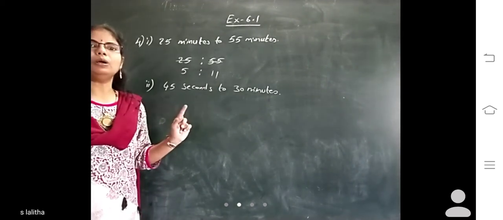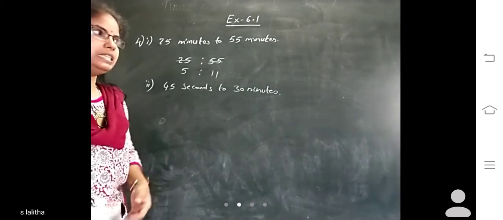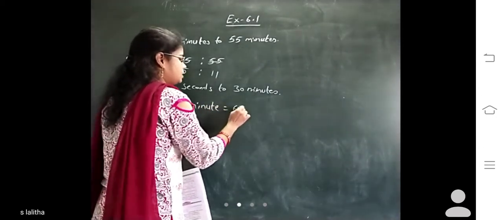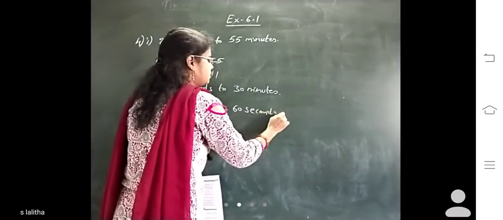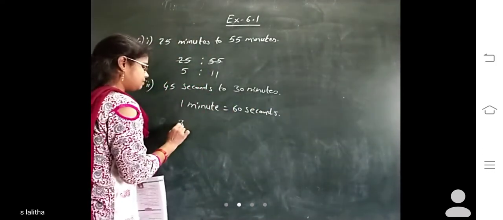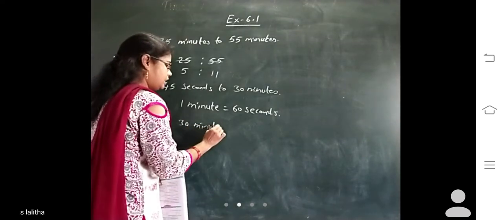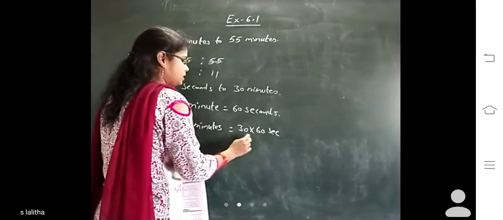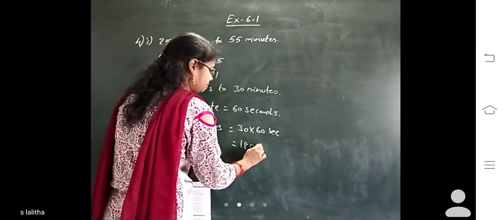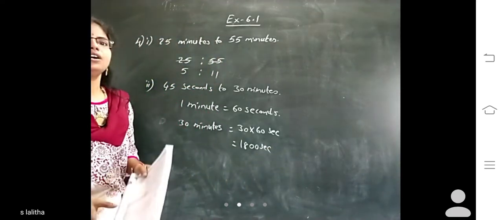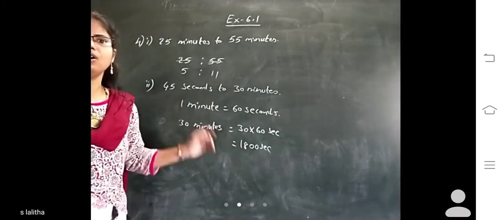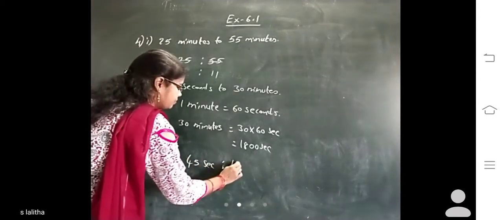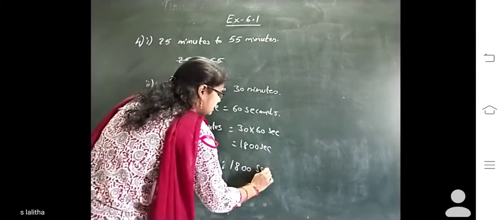So 1 minute is equal to how many seconds, children? 60 seconds. 1 minute equals 60 seconds. So 30 minutes equals 30 into 60 seconds. How much? 3 sixes 18, 0, 0. So 1800 seconds. Now both are in seconds. Now you have to find the ratio: 45 seconds is to 1800 seconds.